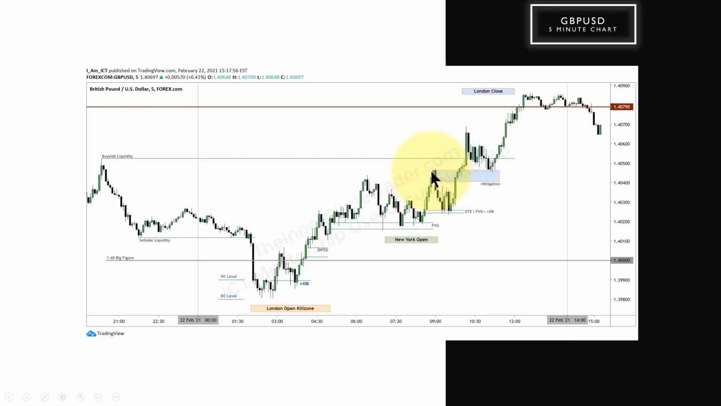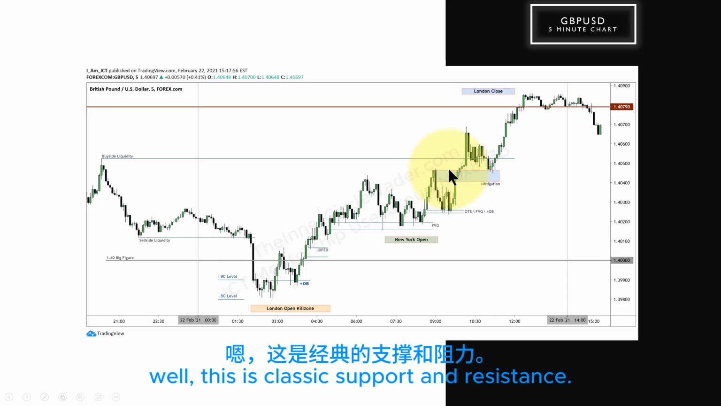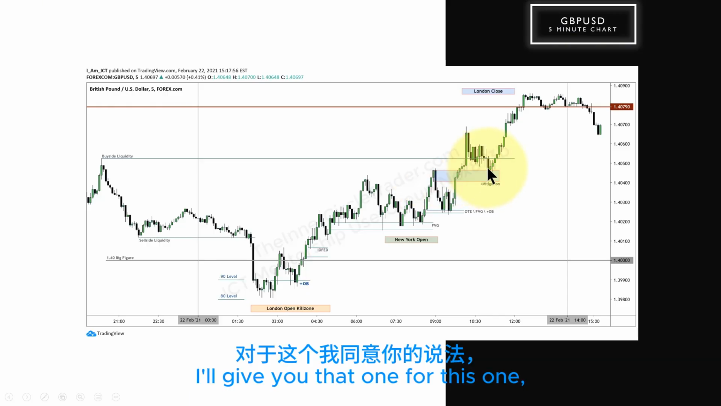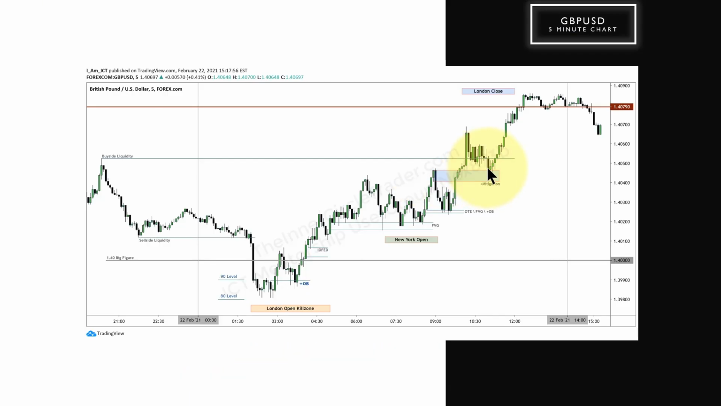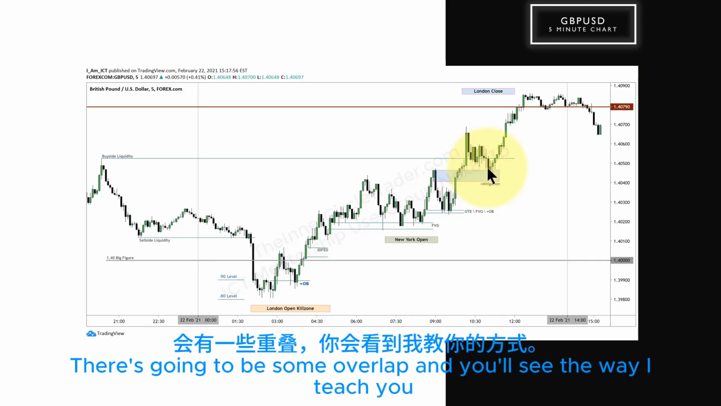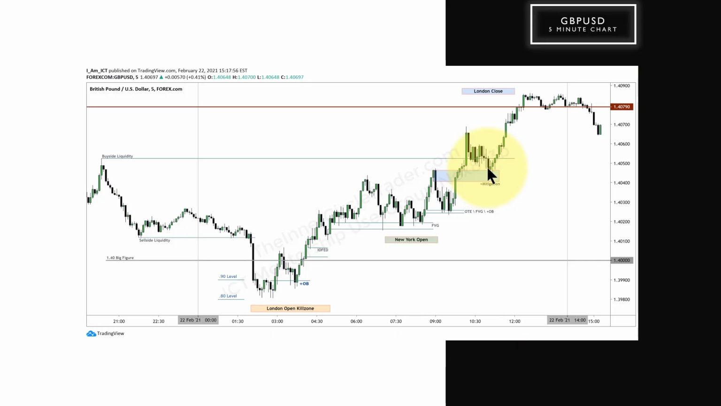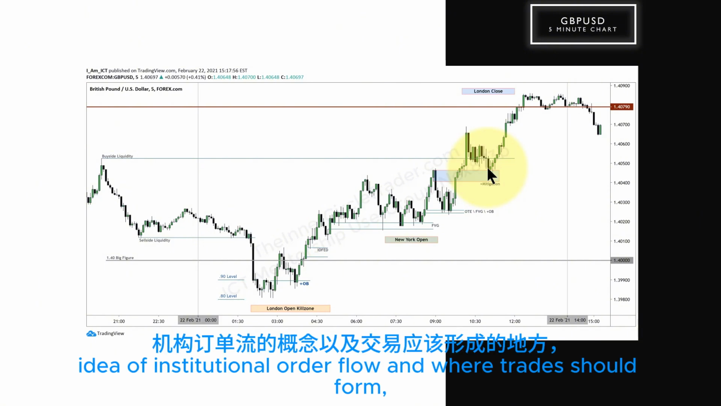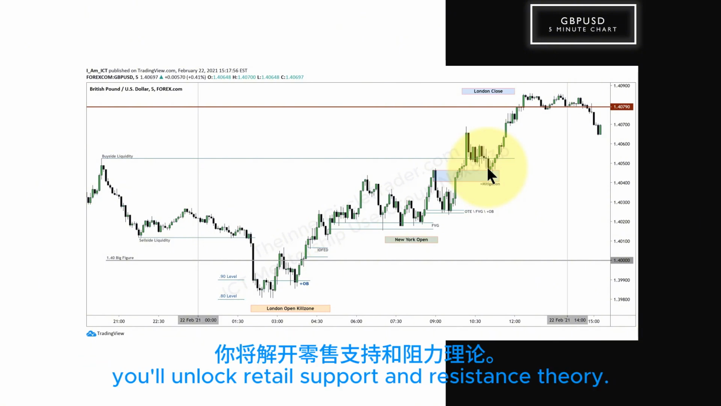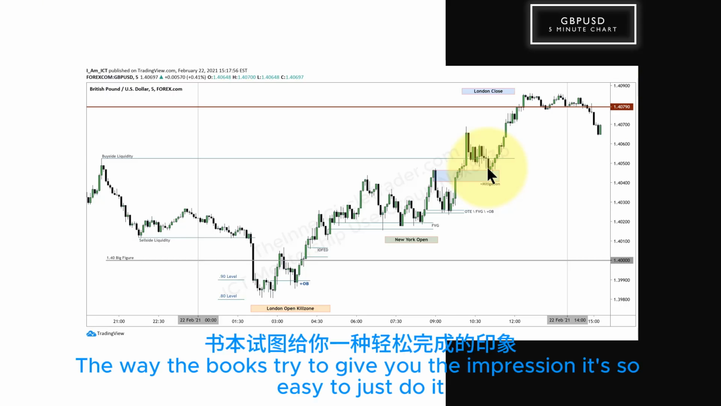into a mitigation block. Now, one could argue and say, well, this is classic support and resistance. I'll give you that one for this one, but I'm teaching you it's mitigation. There's going to be some overlap, and you'll see the way I teach you the idea of institutional order flow and where trades should form. You'll unlock retail support and resistance theory, the way the books try to give you the impression it's so easy to just do it this way.